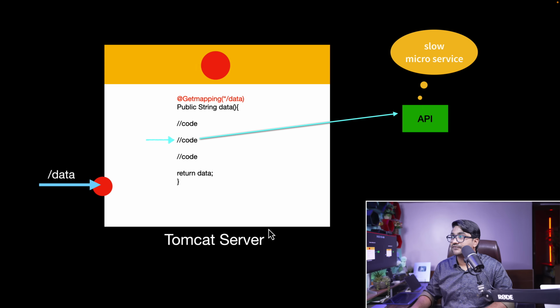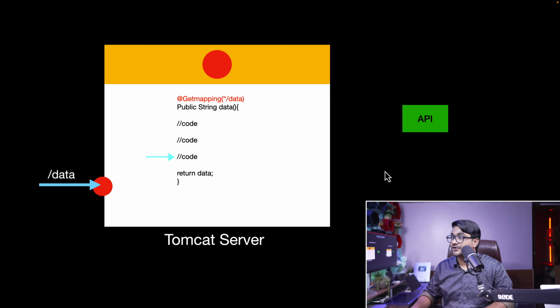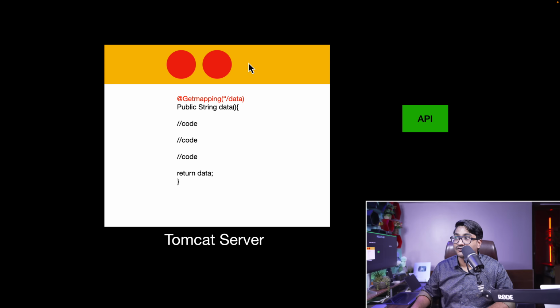And maybe the server thread will go back to the pool again. And maybe after a while, if this gives a response back, we can proceed further, complete, and send a response back to the user. And then once it is done, this thread will again be available in the pool and will be ready to process further requests.